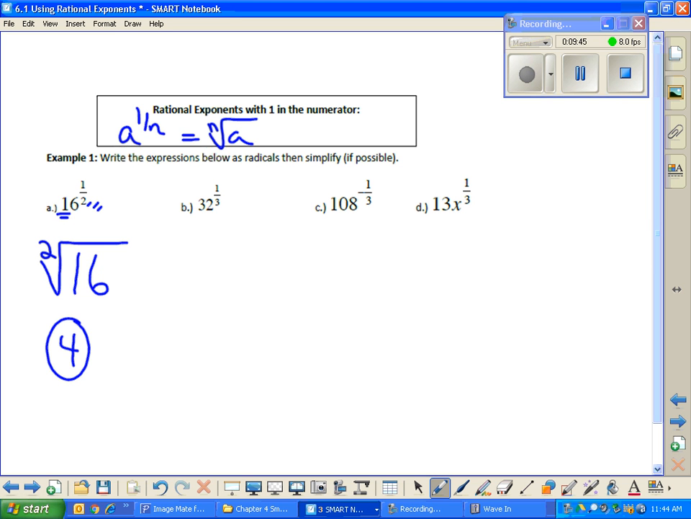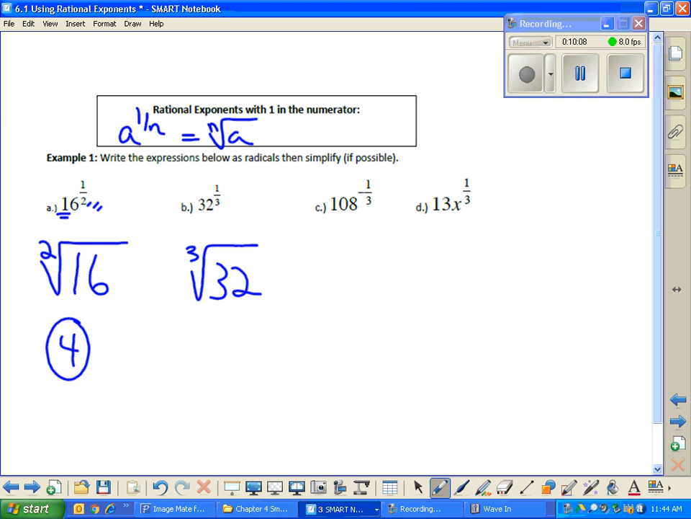But as far as scratch work is concerned, this is the kind of scratch work I want to see. So show me you writing it as a radical, and then show me the simplified radical. So for instance, on part B, we have 32 raised to the 1/3 power. So that's the same as taking the cube root of 32. That is not done yet.